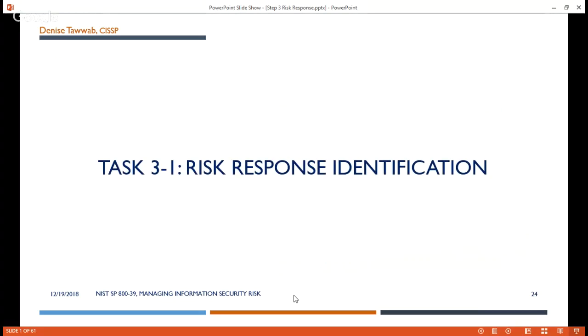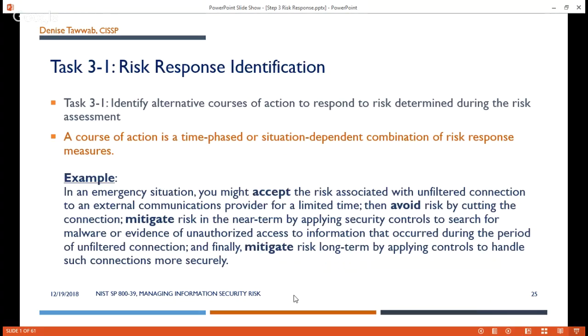Okay, task 3.1, risk response identification. Task 3.1 is identify alternative courses of action to respond to risks determined during the risk assessment. So you've had your risk assessment, you've determined some risks that you want to deal with. Task 3.1, you identify the different ways that you could respond to that particular risk. A course of action is a time phased or situation dependent combination of risk response measures.